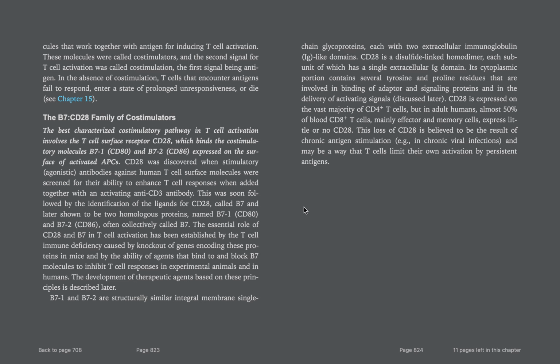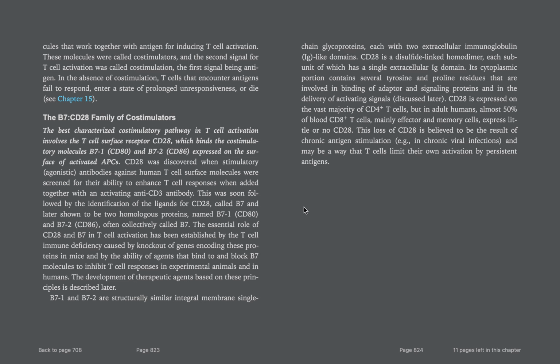The essential role of CD28 and B7 in T cell activation has been established by the T cell immune deficiency caused by knockout of genes encoding these proteins in mice, and by the ability of agents that bind to and block B7 molecules to inhibit T cell responses in experimental animals and in humans. The development of therapeutic agents based on this principle is described later.